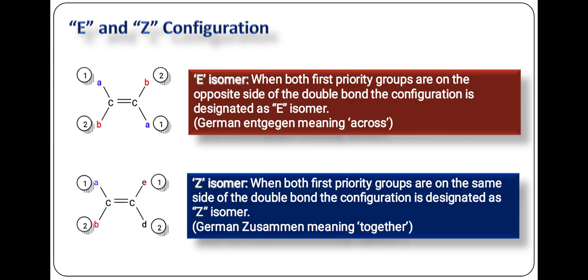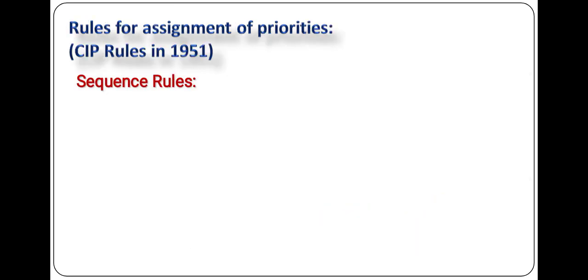Then what is meant by Z isomer? When both first priority groups are on the same side of the double bond, the configuration is called Z isomer. Z is from the German zusammen, meaning together. Here both first priority groups are present on the same side. But in the E isomer, both first priority groups are present on opposite sides, while in the Z isomer first priority groups are present on the same side.